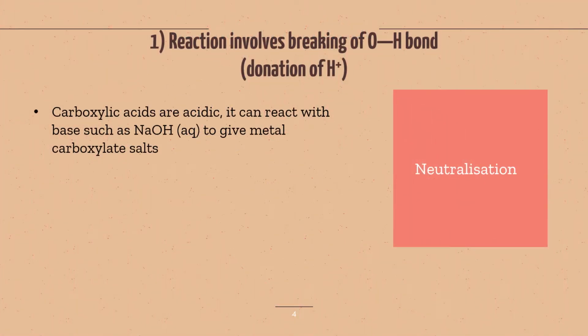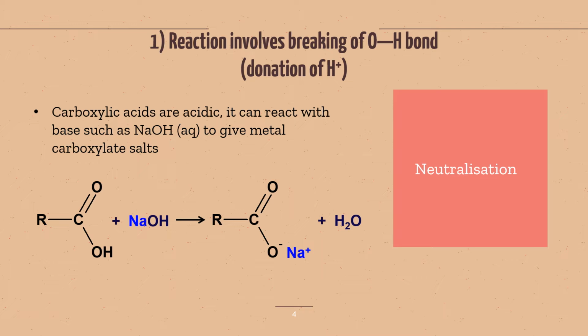The first reaction that involves breaking between O and H in carboxylic acid is neutralization. So in this neutralization, we are going to react carboxylic acid with sodium hydroxide to give metal carboxylate salts. So di sini, we have this carboxylic acid dan kita akan pecahkan the bonding between O and H. And in sodium hydroxide, kita akan break di antara O, sodium dan juga oksigen. So, yang kita petakkan sekarang ni akan come out sebagai byproduct iaitu water.